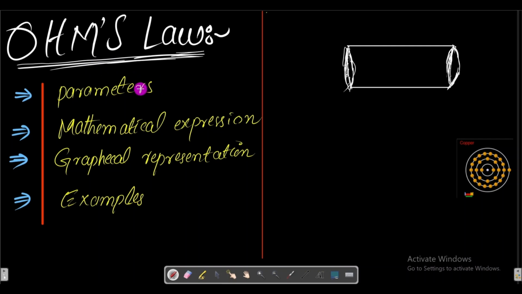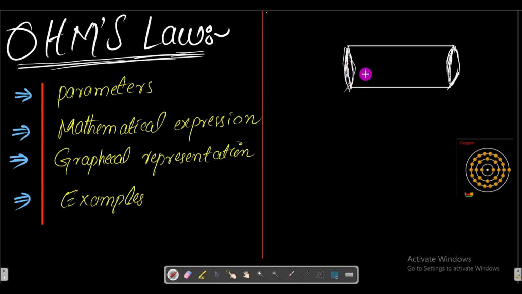Today in this video we will take the in-depth intuition of Ohm's law. As Ohm's law relates some parameters, first we will discuss those parameters, and then we will derive some mathematical expressions for them in order to know the pattern and the relation between those parameters. We draw those parameters in the form of a graph. So the next step will be graphical representation, and after that we will take some practical examples in order to master the concept of Ohm's law from all dimensions. So let's start the video.